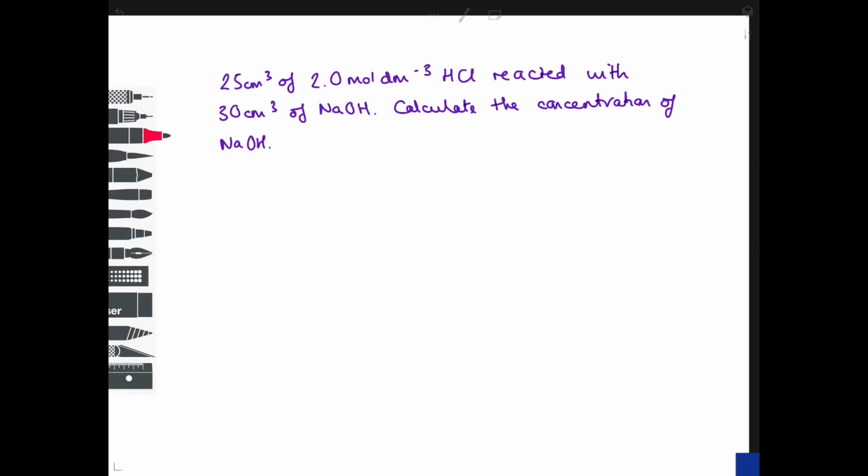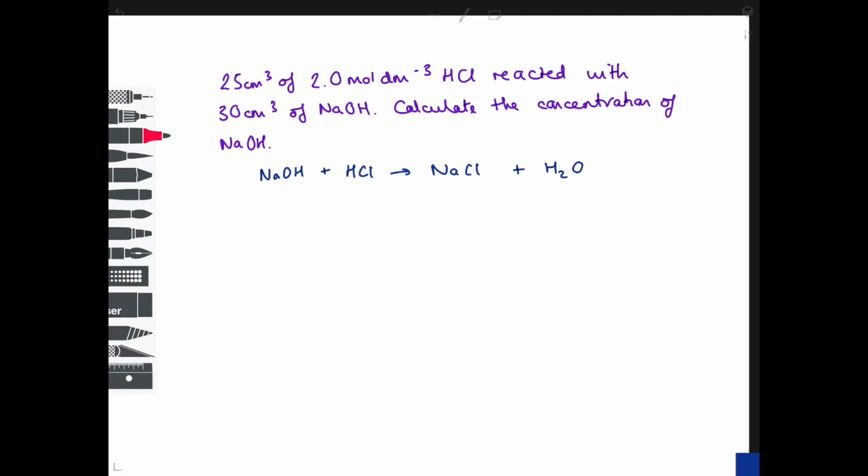Let's look at titration calculations now. So 25 centimeters cubed of 2 mol dm to the minus 3 hydrochloric acid reacted with 30 centimeters cubed of sodium hydroxide. Calculate the concentration of sodium hydroxide. You need your balanced symbol equation for this, which again I think they'll give you, but you do need to be able to do this as a separate skill, which is why I'm going to do it now. So the salt made is sodium chloride and water is the byproduct. Double check to see if it needs balancing, and it doesn't.